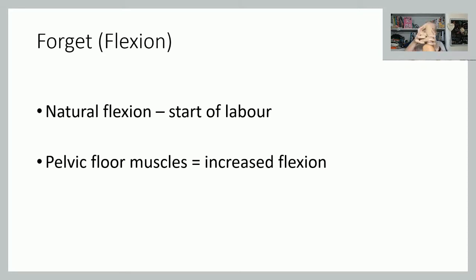So at the start of labour, the baby's head tends to be in a state of natural flexion, and as you get increased contraction and retraction, remember that uterine muscle shortening, pushing down on the fetal axis, you will get increased flexion, and particularly as it meets the resistance of the pelvic floor muscles.